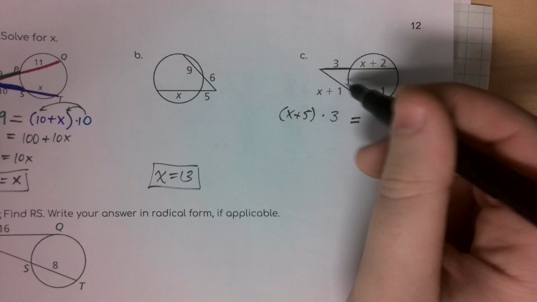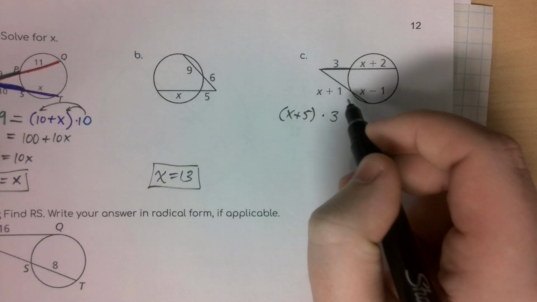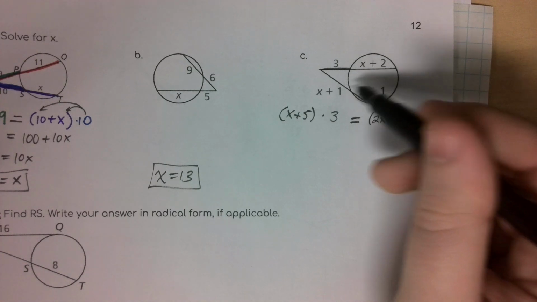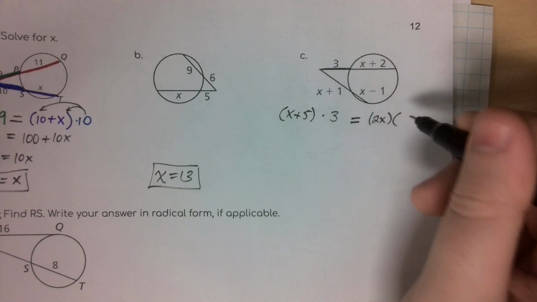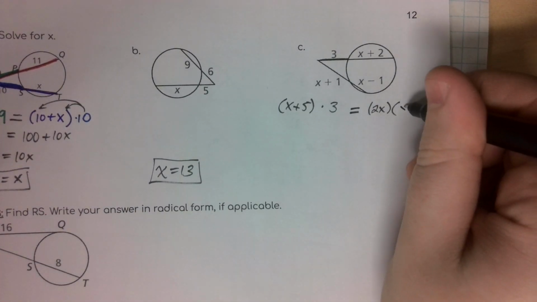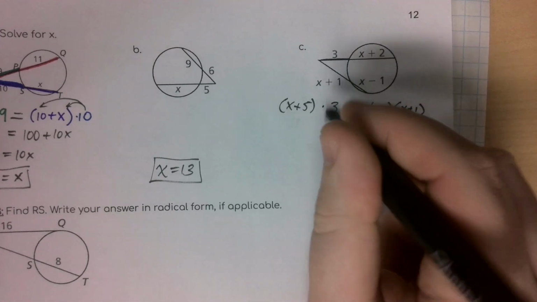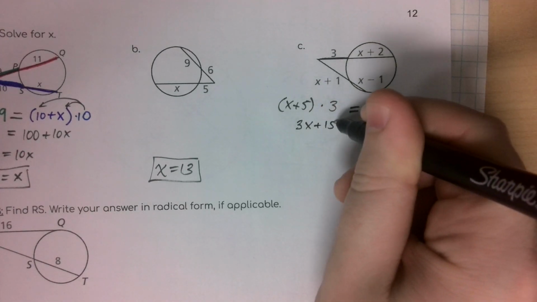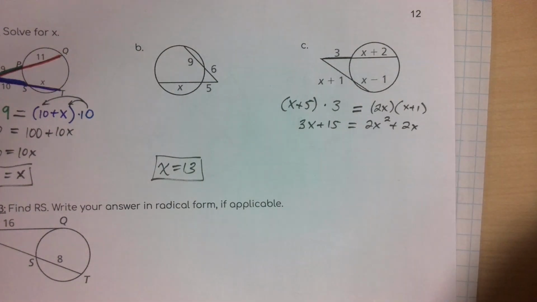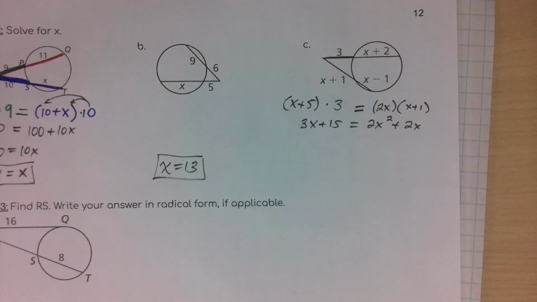But what about this bottom one? X plus 1 and x minus 1. When we add them together, x plus x is 2x. But 1 plus negative 1 is 0. So we know it's just going to be 2x for that one. On the other hand, we have to multiply it still by x plus 1. So we're actually going to get quite a bit of an expression here. 3 times x plus 5 is 3x plus 15. 2x times x plus 1 is 2x squared plus 2x. Uh-oh, we've got x's and x squareds. This is going to become a factoring problem very quickly.